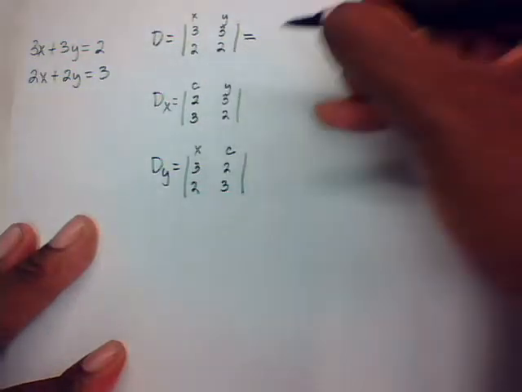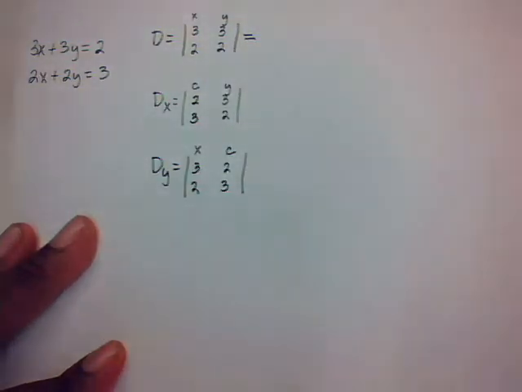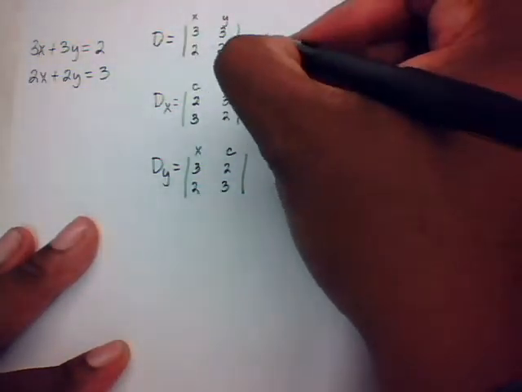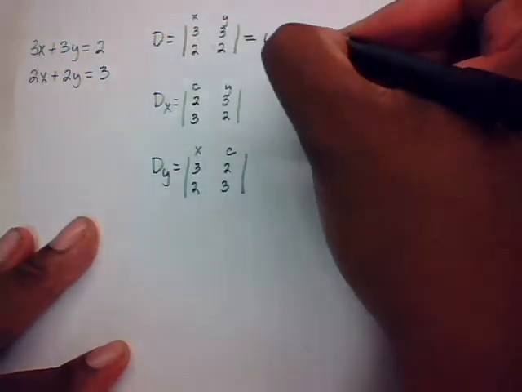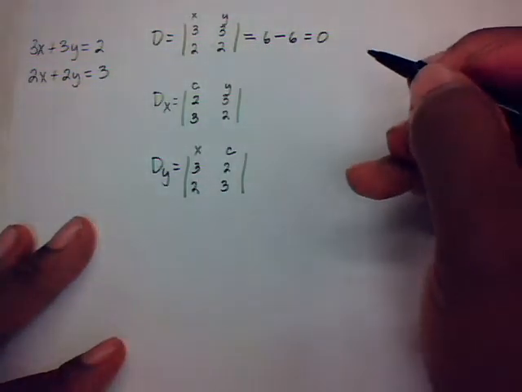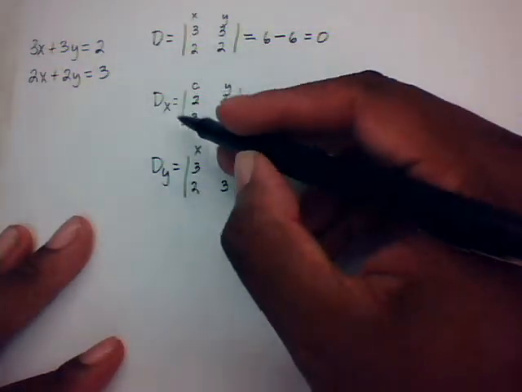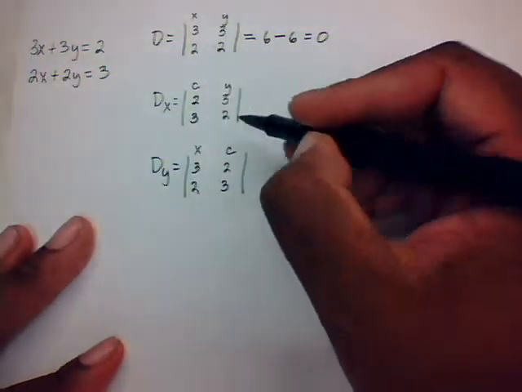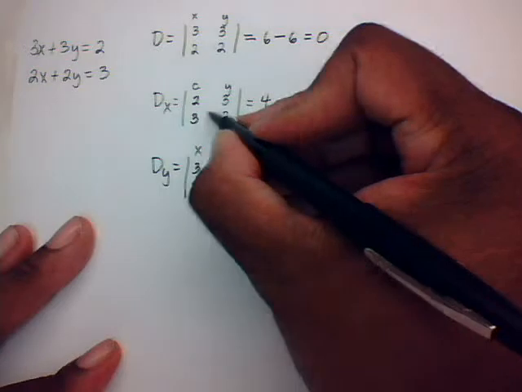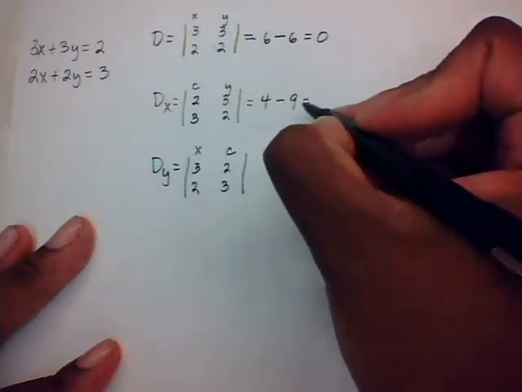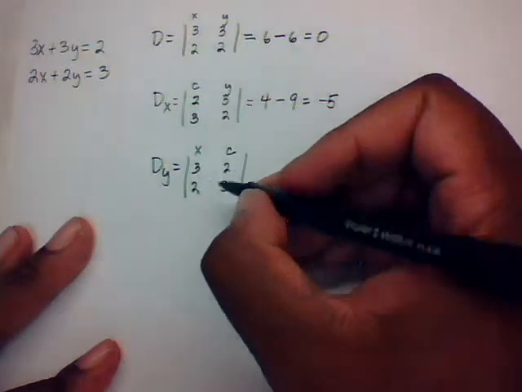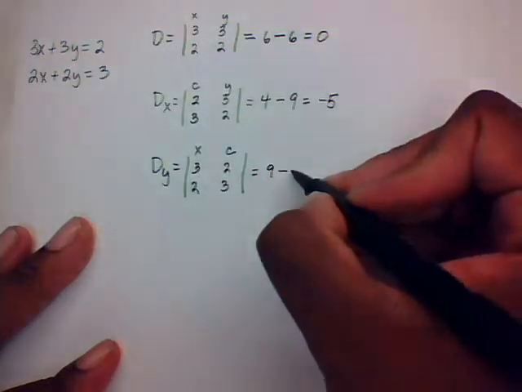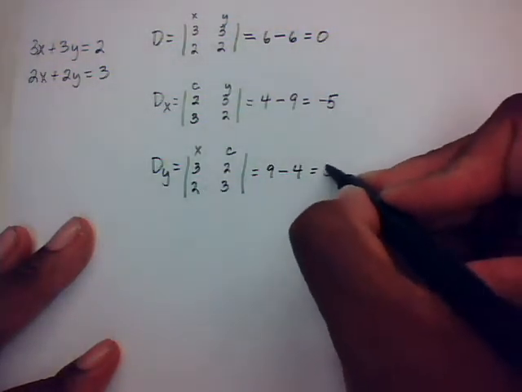Okay, so let's find the determinants for each one of these. For D, 3 times 2 is 6, minus 3 times 2, that's 6. And 6 minus 6 is going to give you 0. Okay, but let's do D sub x and then D sub y. For D sub x, 2 times 2, that's 4, minus 3 times 3, that's 9. So 4 minus 9 is negative 5. And then D sub y, 3 times 3, that's 9, minus 2 times 2, that's 4. And then 9 minus 4 would give you 5.